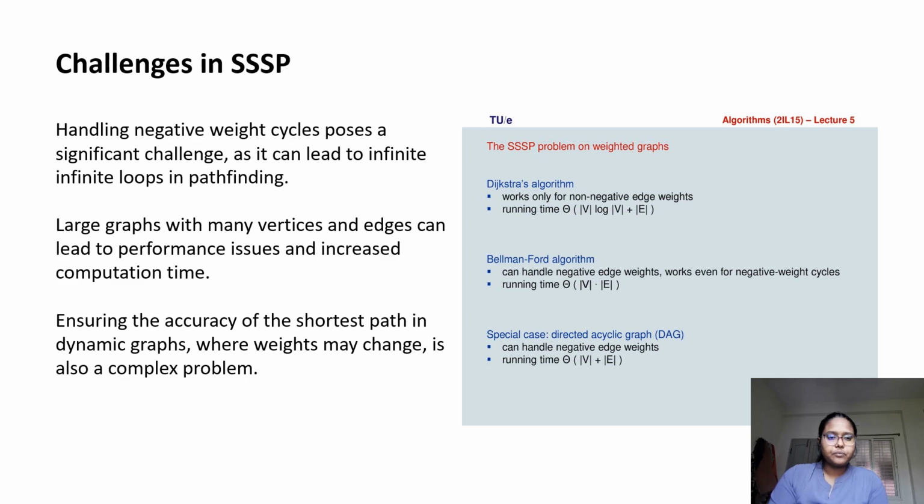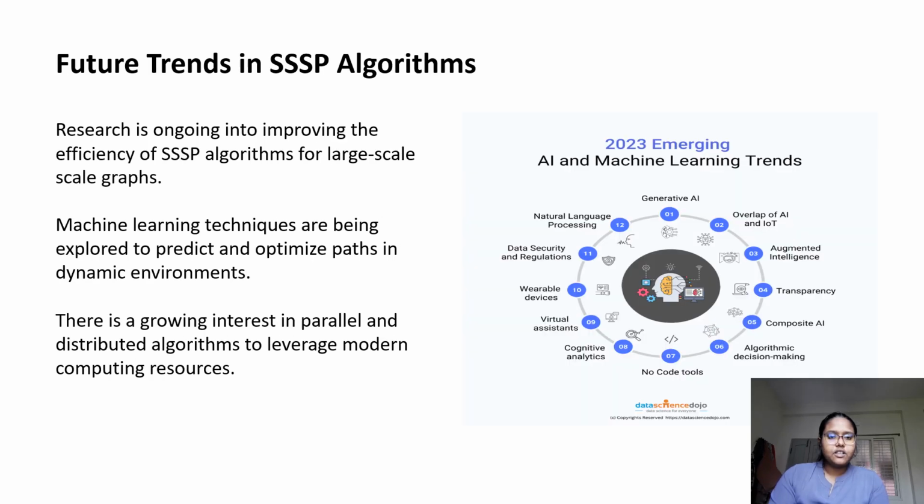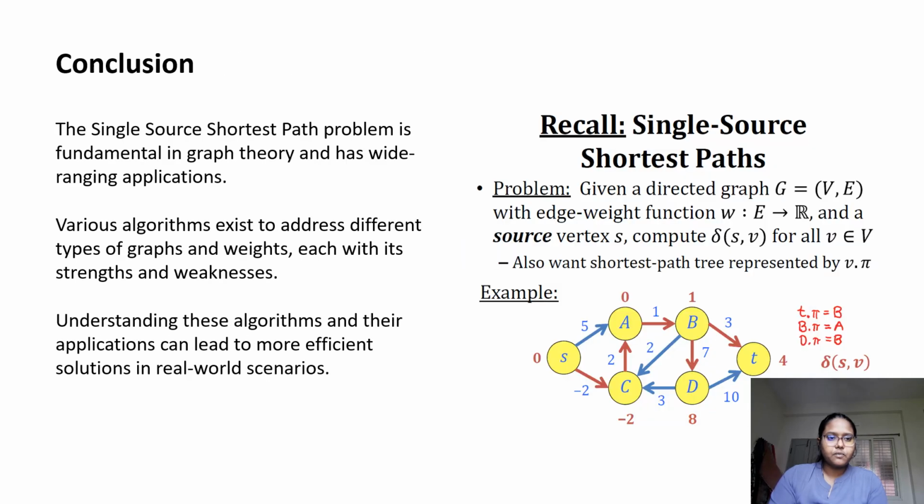Future trends in SSSP algorithms: research is ongoing into improving the efficiency of SSSP algorithms for larger scale graphs. Machine learning techniques are being explored to predict and optimize paths in dynamic environments. There is a growing interest in parallel and distributed algorithms to leverage modern computing resources.